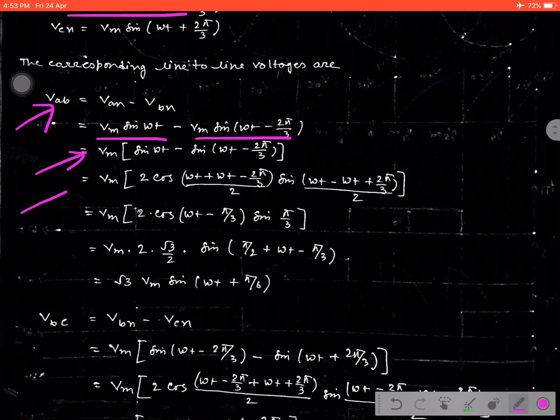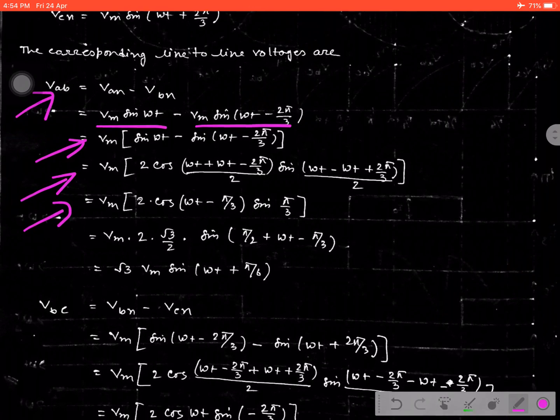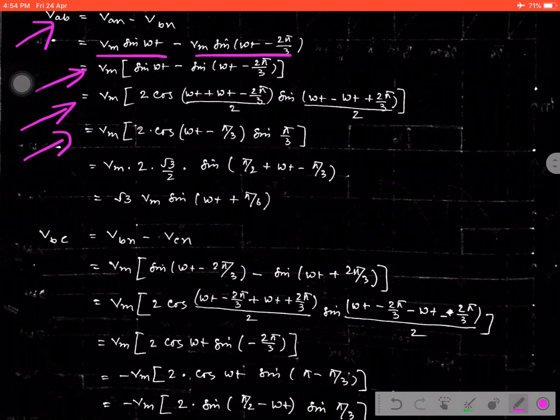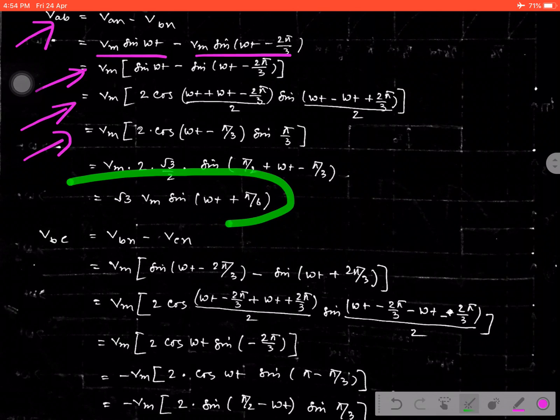After that we use the formula sine A minus sine B, that means 2 cos of (A plus B) by 2 times sine of (A minus B) by 2. Similarly, we can achieve all the steps here. See the steps carefully. Ultimately, we get the line voltage appearing across the load, that is root 3 Vm sine omega t plus pi by 6.